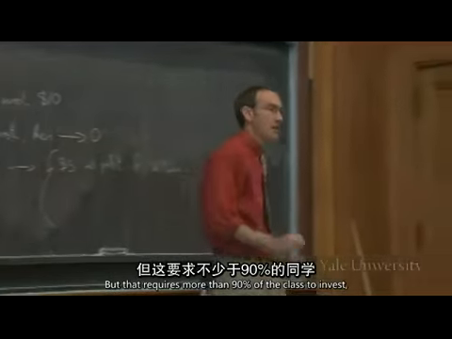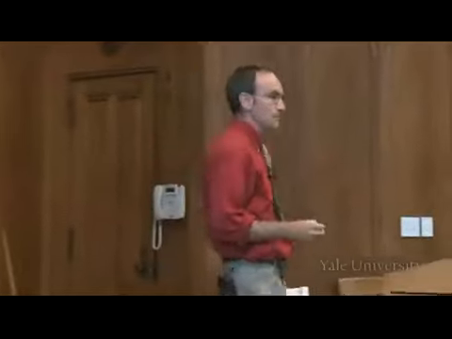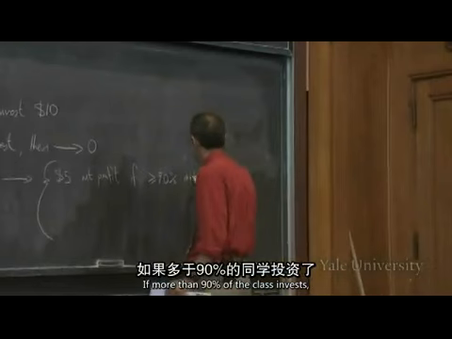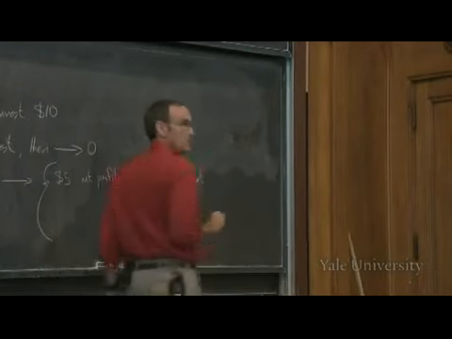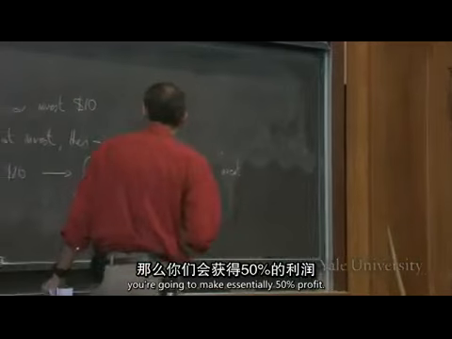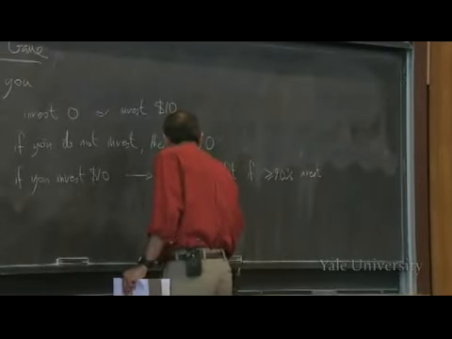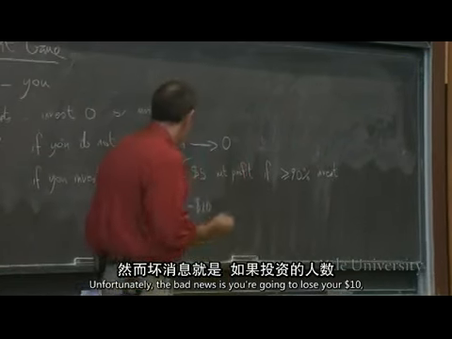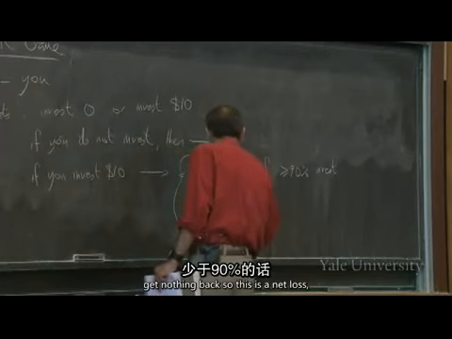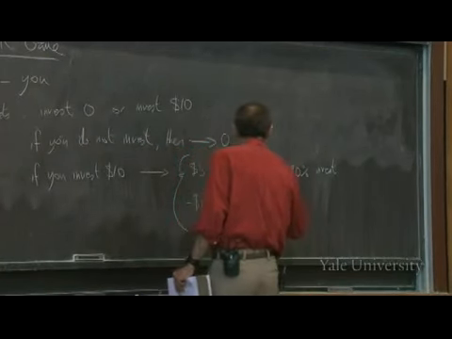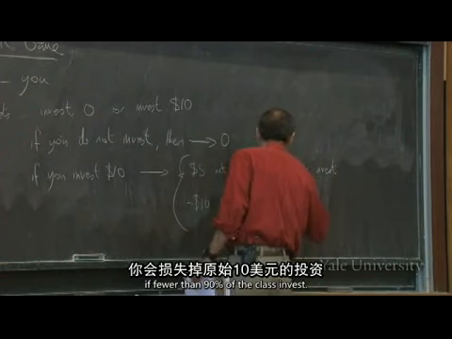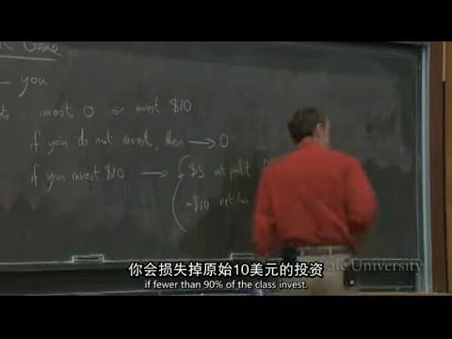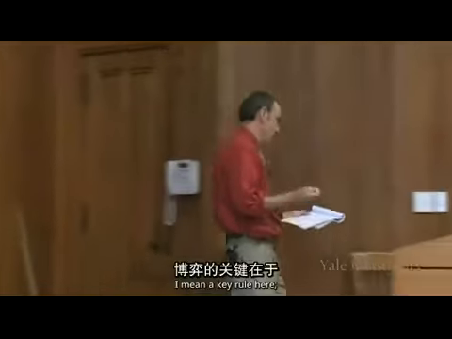That's the good news, but that requires more than 90% of the class to invest. If more than 90% of the class invest, you're going to make essentially 50% profit. And unfortunately, the bad news is you're going to lose your $10, get nothing back. So this is a net loss if fewer than 90% of the class invest. All right?